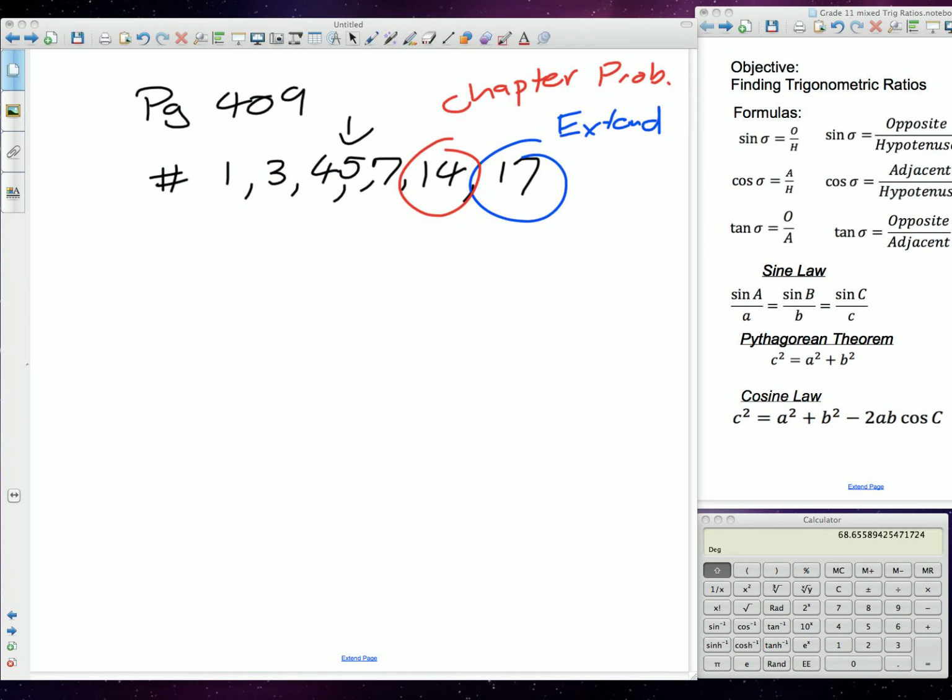So homework 409, 1 through 5 is a lot of what your quiz will look like. 7 and 14 and 17, they're harder, but if you can do them, you're doing well.